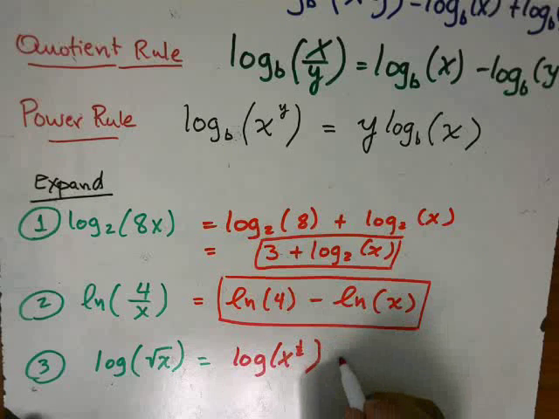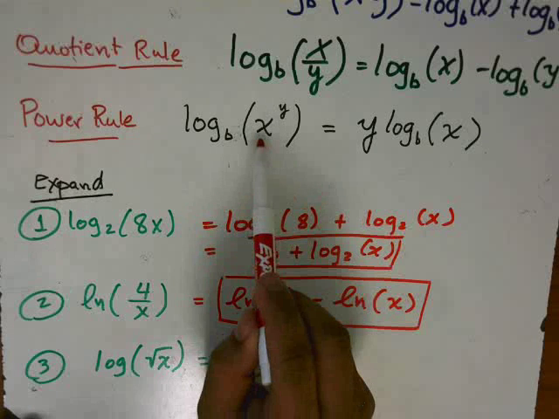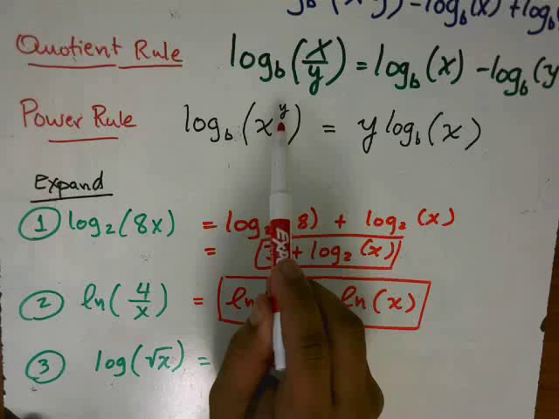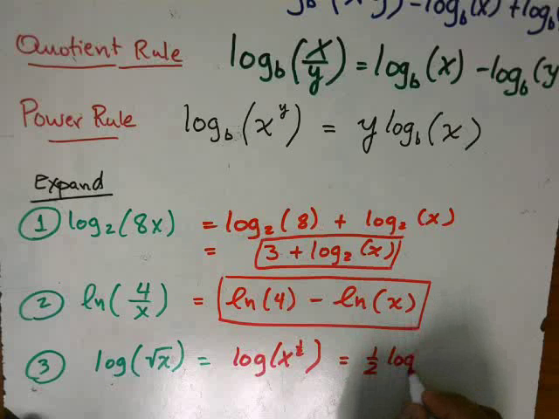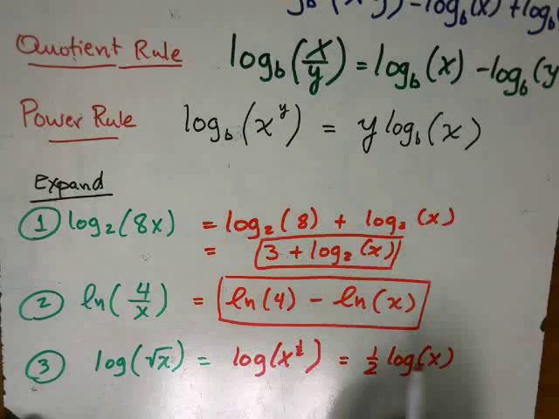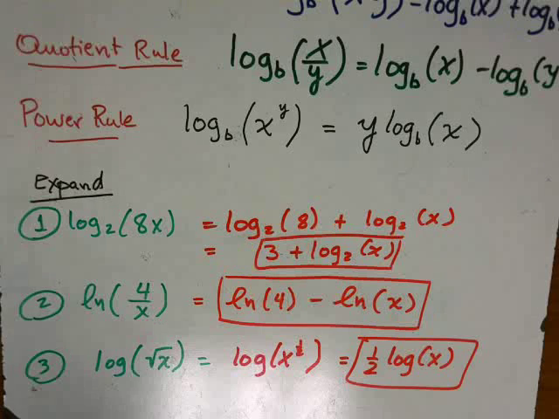And now we apply the power rule, which says that if you have an expression with a power, you can bring the power in front. So it becomes 1/2 log of x. And the base in this case is 10, log base 10. And there you have it, three fairly straightforward examples on using properties of logarithms. Now in the next video, I'll show you how to work with a few more complicated examples of laws of logarithms.